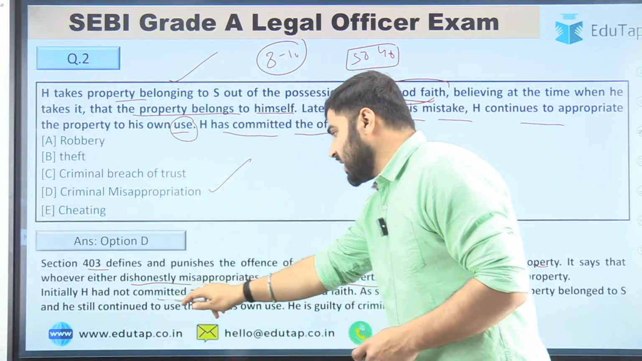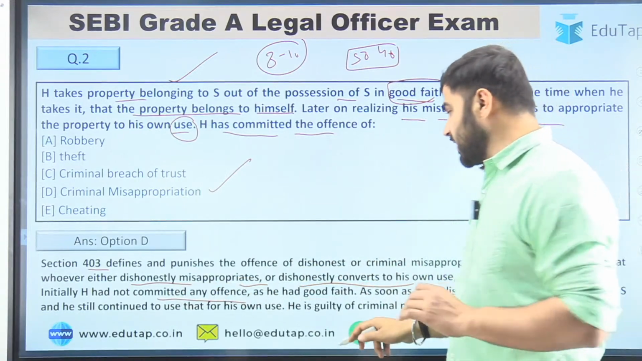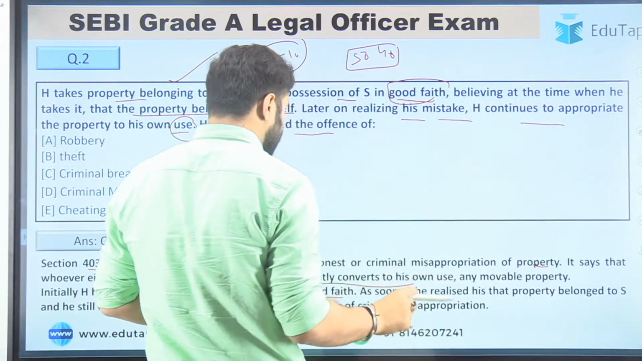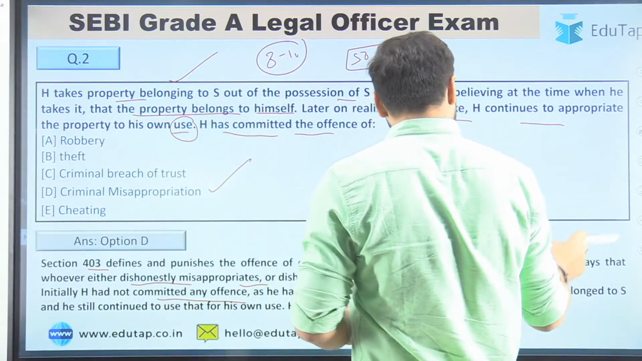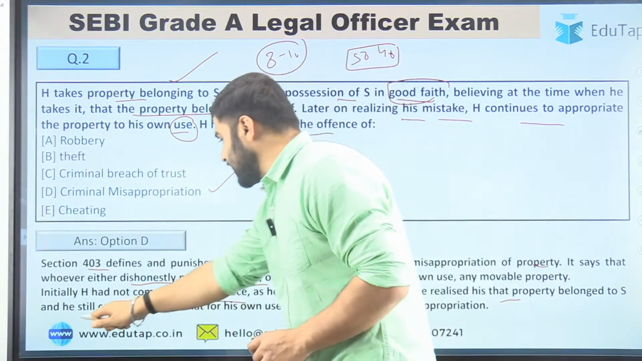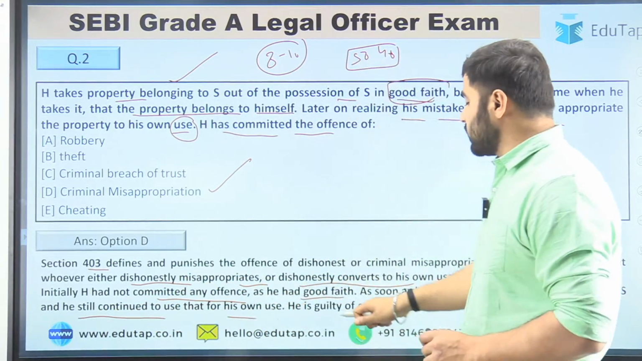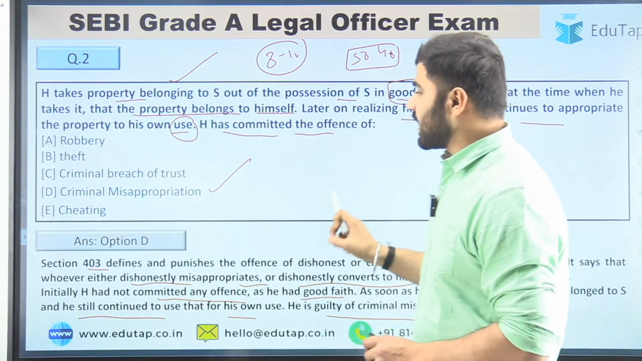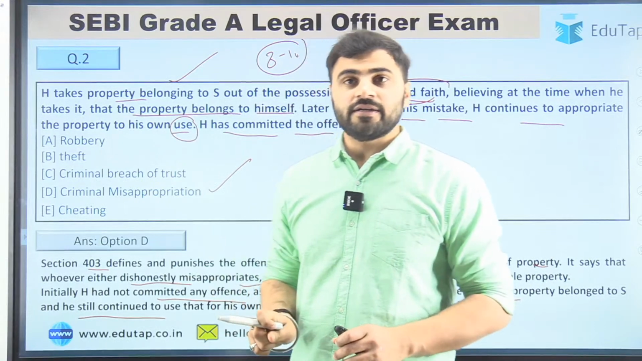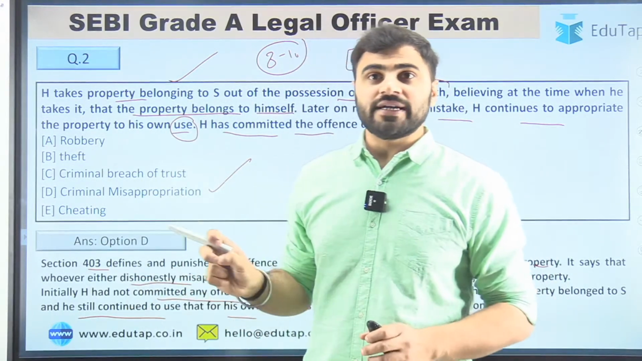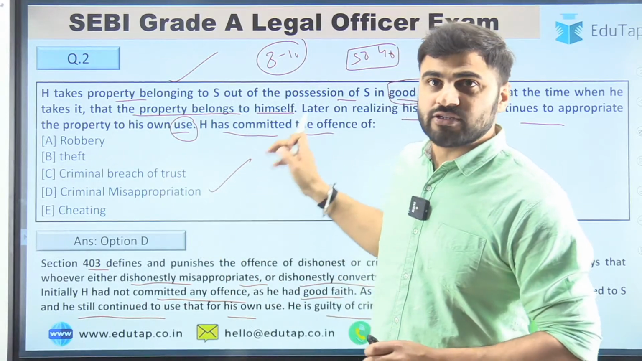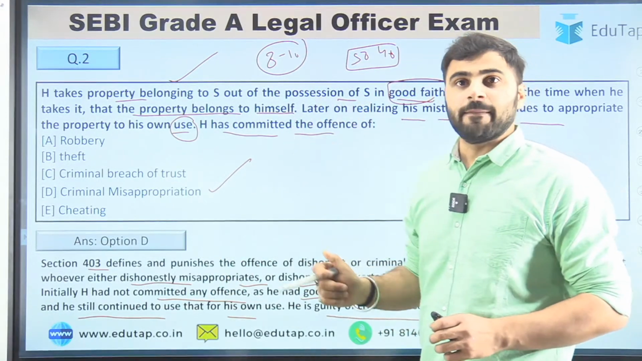So initially H had not committed any offense, right? As he had good faith, then as soon as he realized that the property belonged to S, and he still continued to use that for his own use, he is guilty of criminal misappropriation, right? So those who are saying option number D are correct. Ujjwala is saying D, even Kavita is saying D, right? So the right answer for this question is option number D.